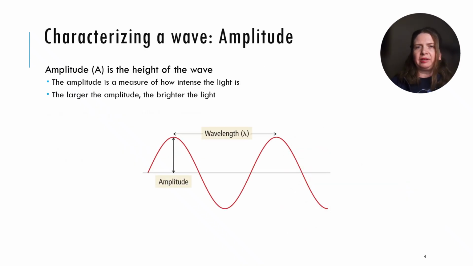Waves can be described using several characteristics. One important feature is amplitude, which is the height of the wave measured from the center line to the top of the crest. The amplitude of a wave is related to the brightness. A larger amplitude means brighter light.